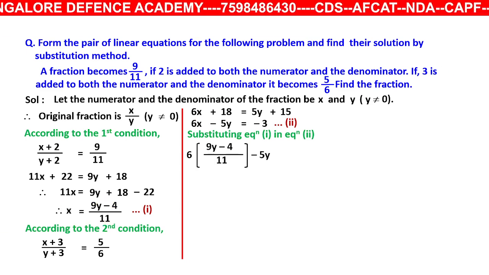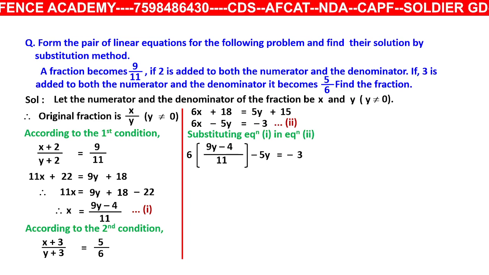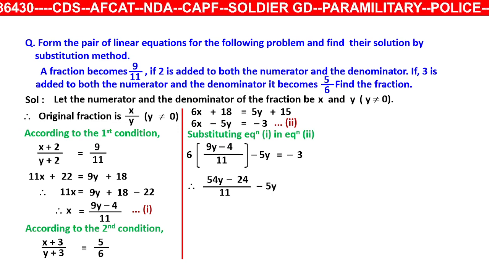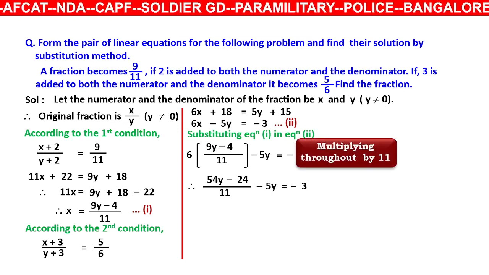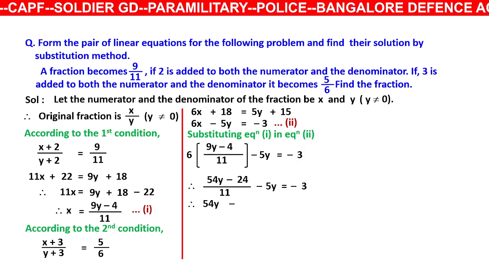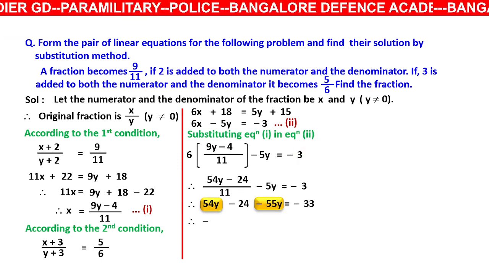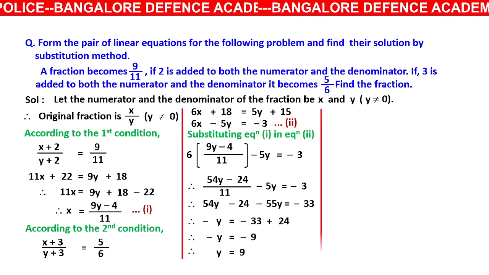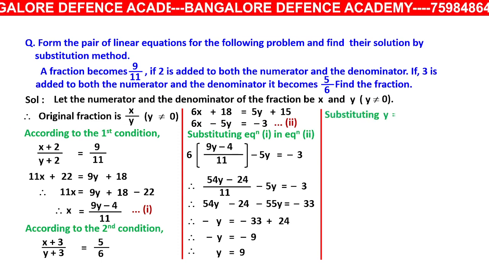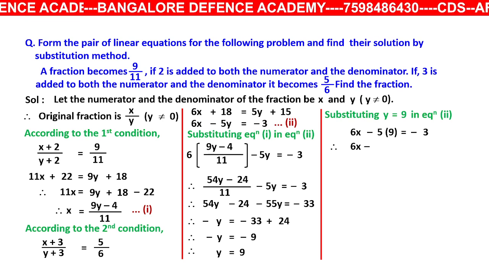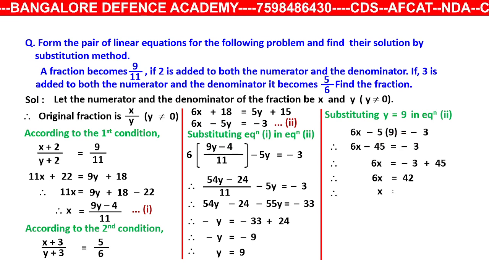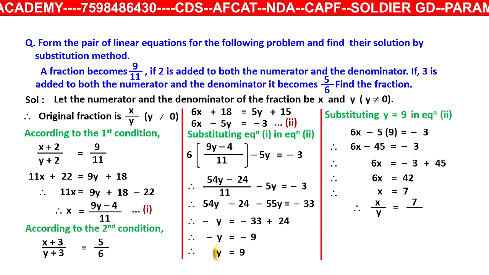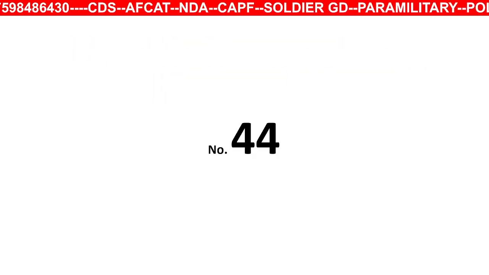Now I have already taken the value of x, so I am going to substitute here. So you have 9y minus 4 by 11 minus 5y is equal to minus 3. When I solve this, you get 54y minus 24 divided by 11 minus 5y is equal to minus 3. Now you have to find the value of y. It's a simple calculation. When you do this, you get y is equal to 9. When you get y is equal to 9, you have to substitute in x. So you get x is equal to 7. So the required fraction is 7 by 9. This is the answer. 7 by 9 is the required fraction.